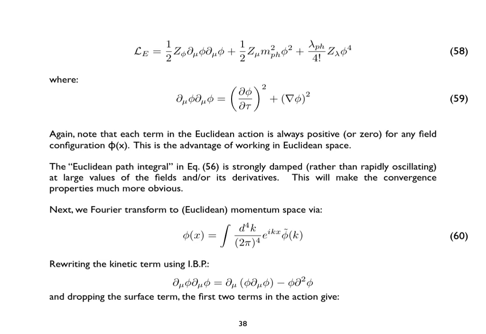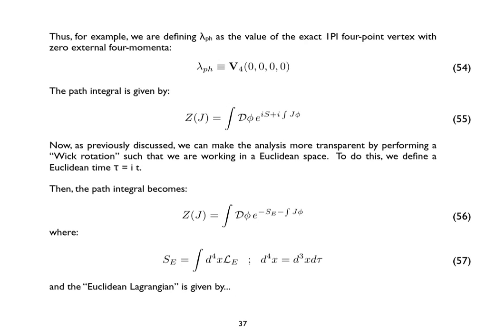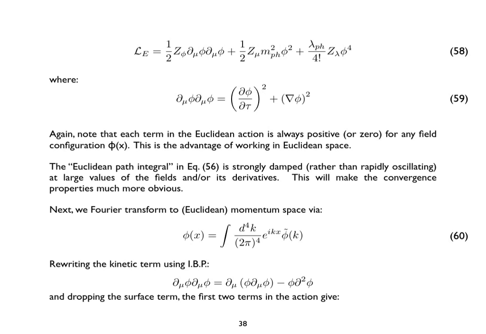And so what you see in equation 56, what we call the Euclidean path integral, is that it's strongly damped. There's no oscillatory parts there because there are no factors of i. It's like a dying exponential. That's another advantage of working in this Euclidean space, because we're going to be able to extract the convergence properties of the different integrals that we're going to compute.